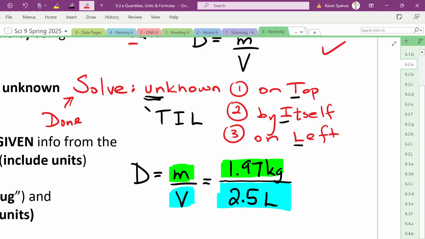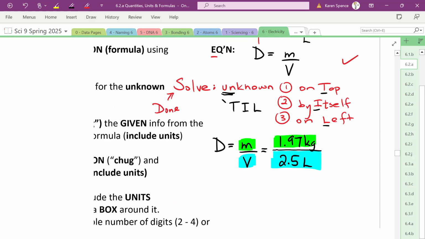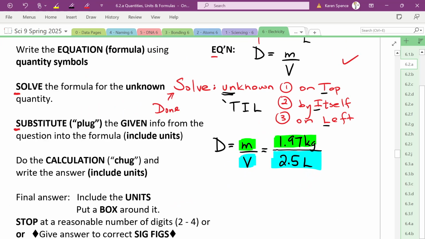And notice here that this is science, so every single number needs a unit. Our 1.97 needs the kilograms, the 2.5 needs the liters. So that was substitute. Now we do the calculation, which involves pulling out your calculator.